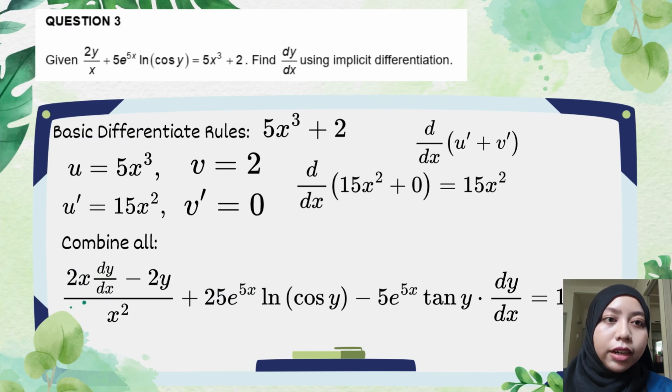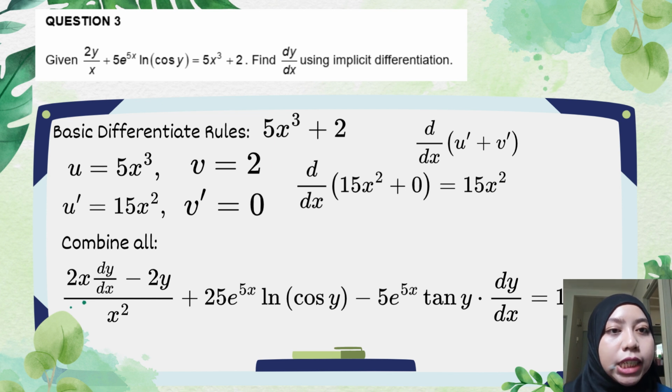Okay, for the third equation, we use 5x^3 plus 2. For this equation, we use basic differentiation rules. For this, as usual, we list the u, v, and u prime and v prime. And after that, we simplify the equation and get 15x^2, and we combine all the answers from all differentiated x we get in the first equation.